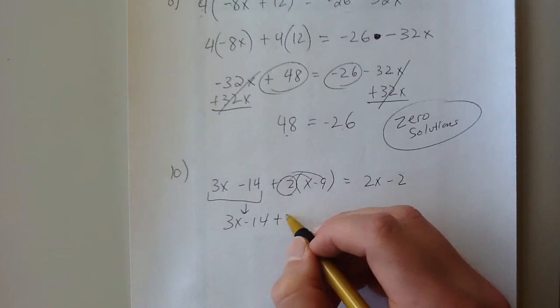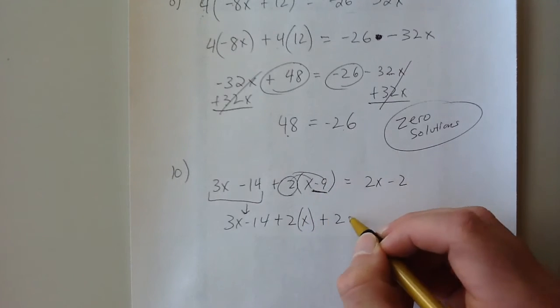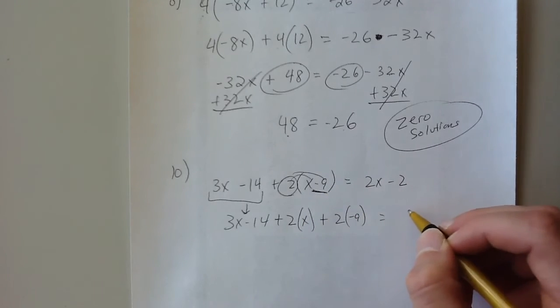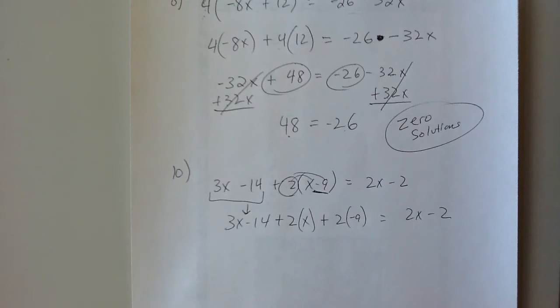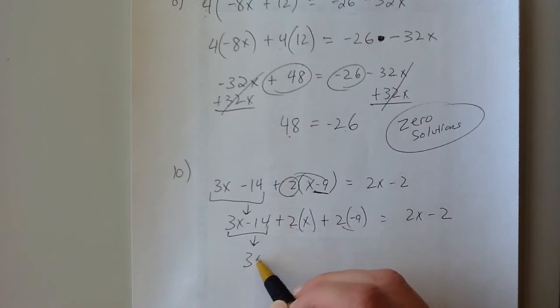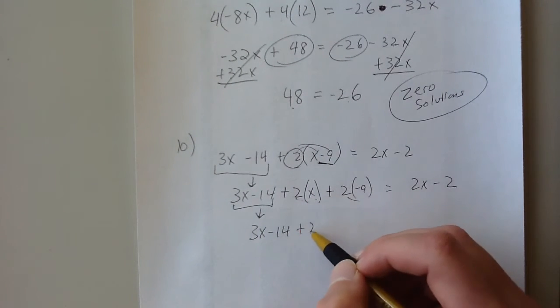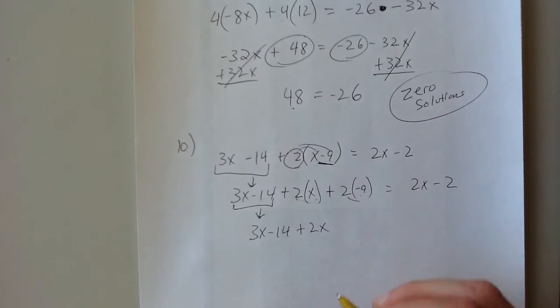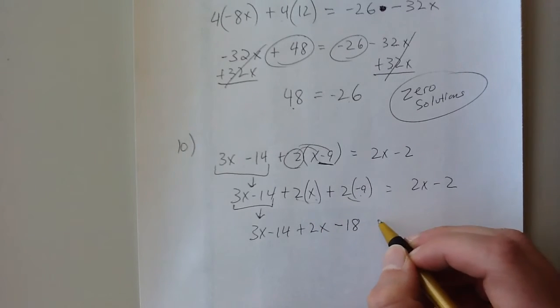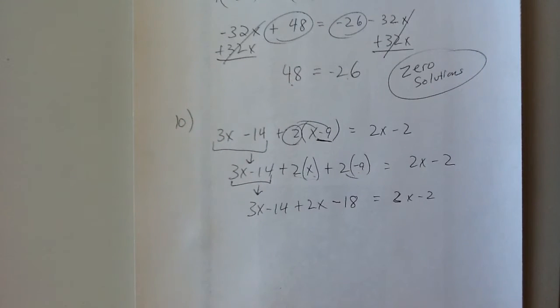So here I have positive 2 times x plus 2 times, that's negative 9, equals 2x minus 2 on the right still. I got to go through and multiply these, so I just continue to bring down the 3x minus 14. Then I have 2 times x, which is 2x. 2 times negative 9, which is negative 18, equals 2x minus 2 on the right still. Okay, so now I have distributed.